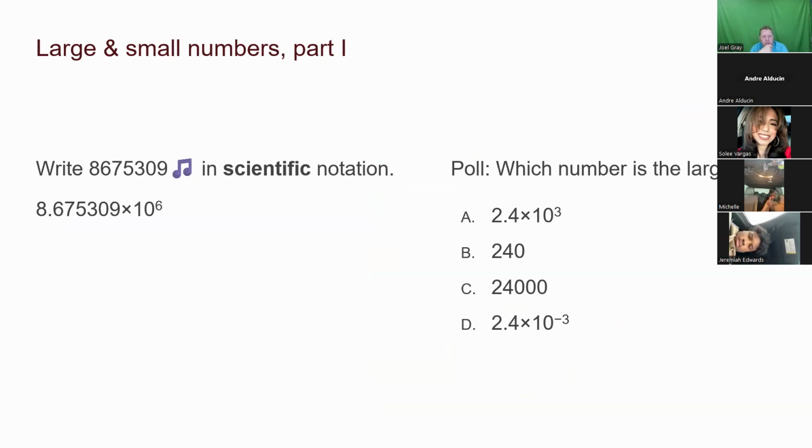So the number 8675309 in scientific notation is 8.675309 times 10 to the 6th. Which number, shown here on the right, is the largest? Now, this is an instance where I would just go ahead and write out the number. Where do I move the decimal? Is there a decimal for me to move?